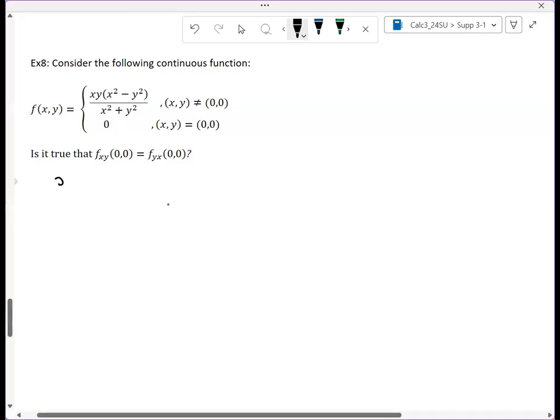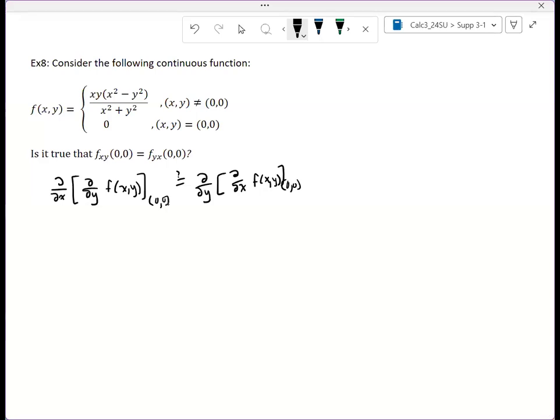So is it true that the partial of f with respect to x of the partial with respect to y of f(x,y), evaluated at (0,0), is equal to the partial with respect to y of the partial with respect to x of f(x,y) at (0,0)? Trying to use somewhat explicit notation here. Doesn't matter which order I do the partial differentiation.